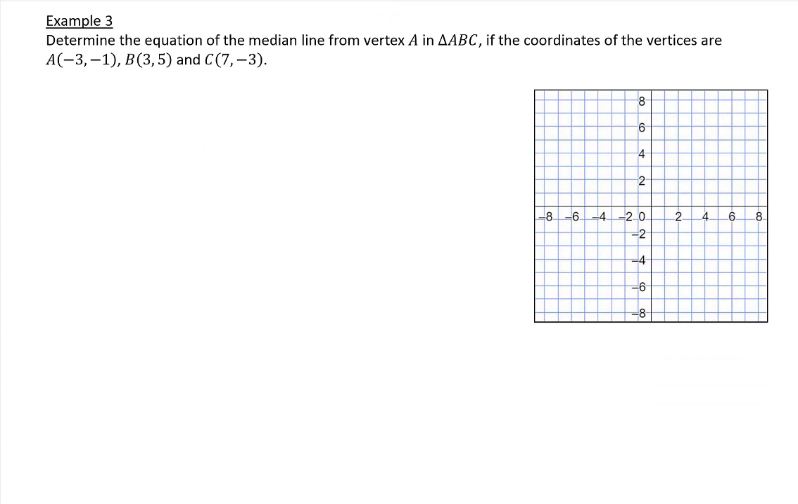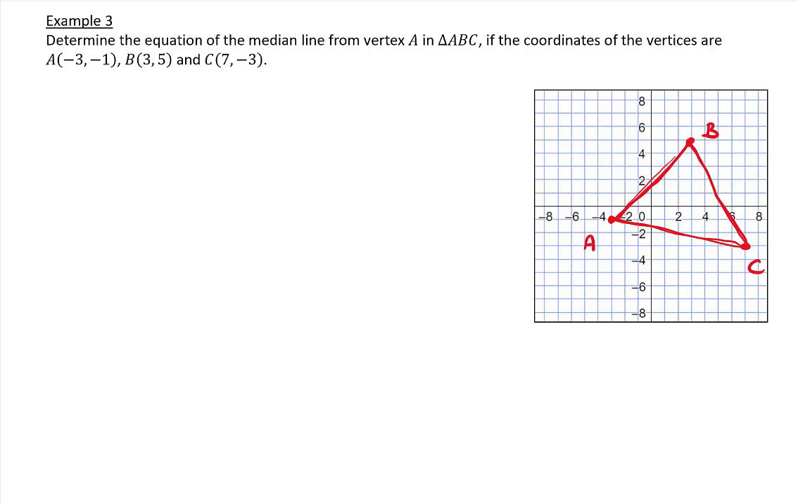We're going to determine the equation of the median line from vertex A in triangle ABC if the coordinates of the vertices are A (-3, -1). So there's A. B is (3, 5). And C is (7, -3). Let's connect those lines together. So there's A to B, A to C, and B to C, which forms our triangle.